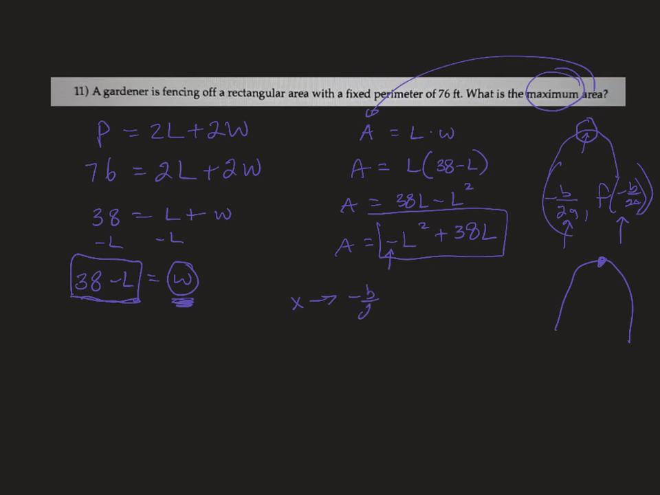So to find the x-coordinate of the vertex, I plug into that. So negative something over 2 times something. B in this case is 38, and A is negative 1. So if I divide those, I think that comes out to a positive 19. And the x, since here I'm solving for L, means that the length is 19.